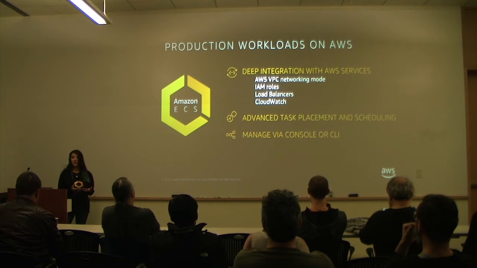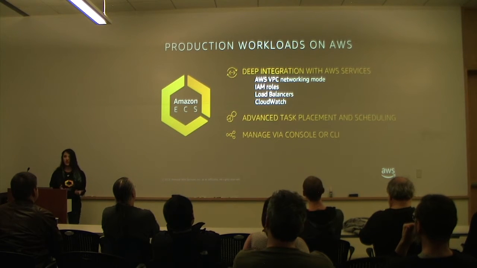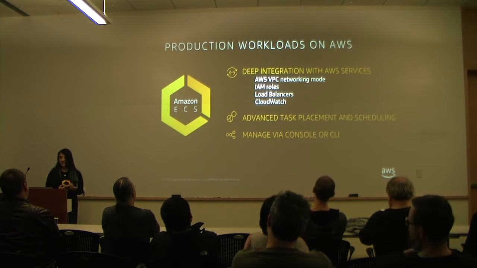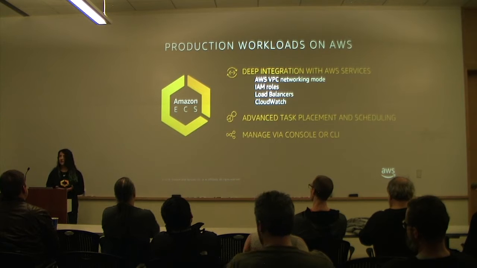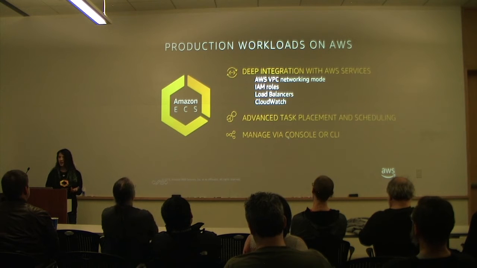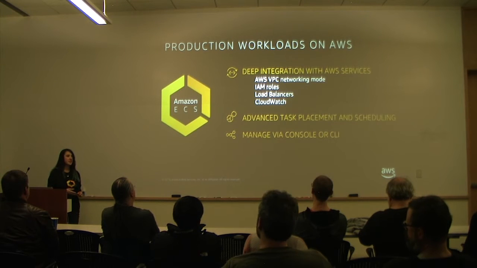So to ensure that people could run any workload that they had, we provided containers running on Amazon ECS with integration with many of the existing AWS services such as CloudWatch, load balancers. We created AWS VPC for networking, the IAM roles for security. And we also had advanced task placement strategies such as bin packing. And then you also have the option of managing via the console, or we have two different CLIs available. There's the ECS CLI and the AWS CLI.